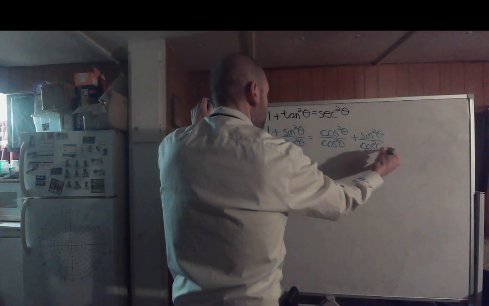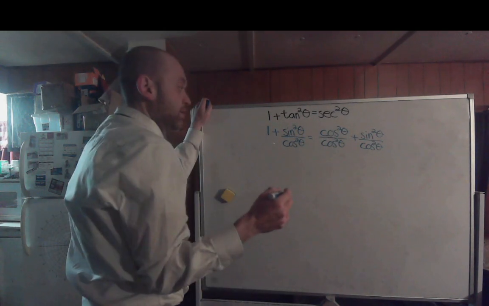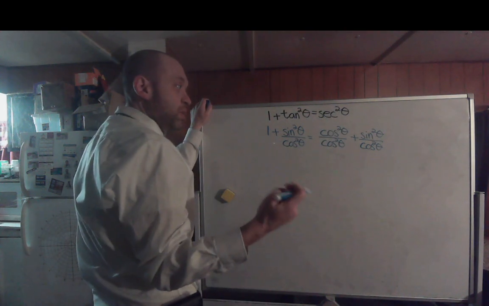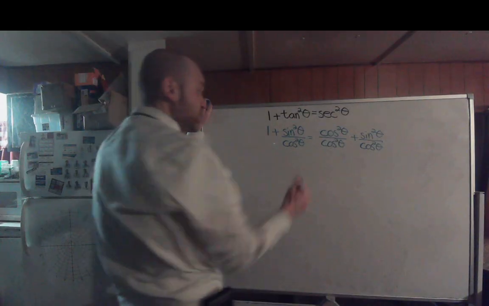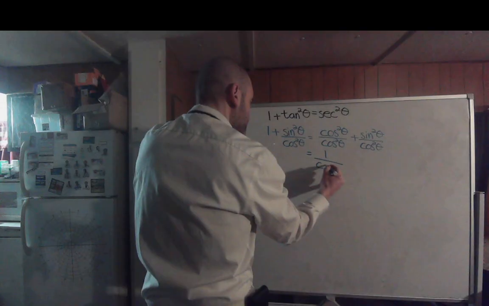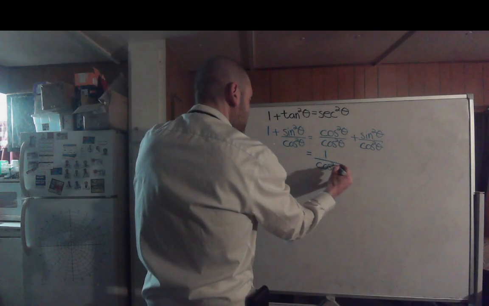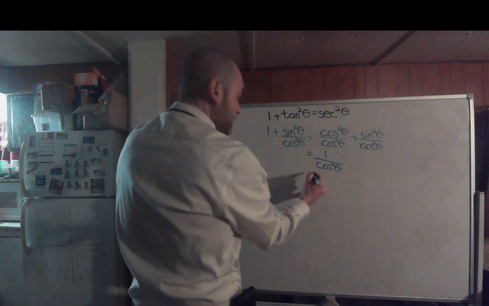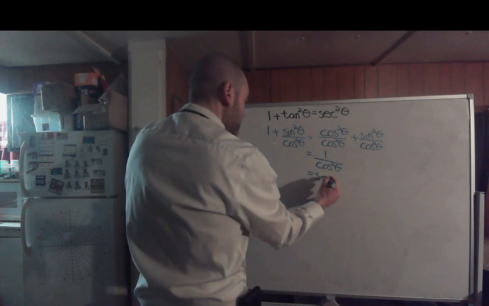Well, what do you know? You have the same denominator. So you can add the two numerators. Well, what's cosine squared plus sine squared? It's just 1, right? So this would be the same as 1 over the cosine squared of theta. Well, what is 1 over cosine squared? That's just secant squared, right?